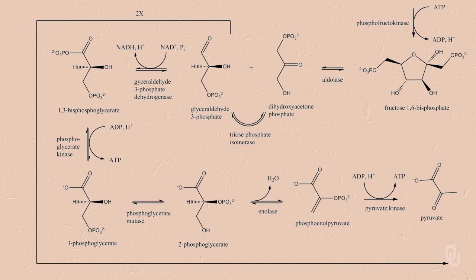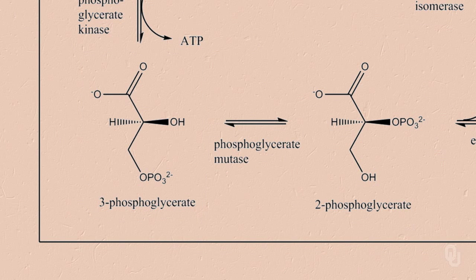Now the 1,3-bisphosphoglycerate is converted to 3-phosphoglycerate. So it's giving up one of its phosphoryl groups. The enzyme that catalyzes that reaction is phosphoglycerate kinase. And in this reaction, we have formed ATP. Because this happens twice, we actually form two ATPs. Now the product of this reaction, 3-phosphoglycerate, can undergo a mutase reaction catalyzed by the enzyme phosphoglycerate mutase, and we form 2-phosphoglycerate.